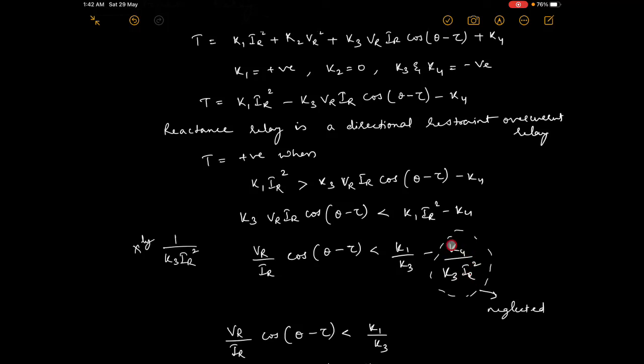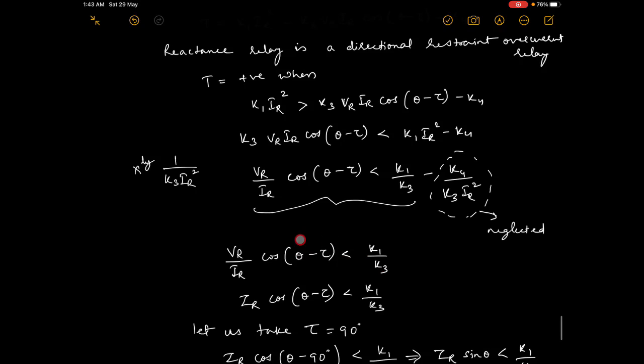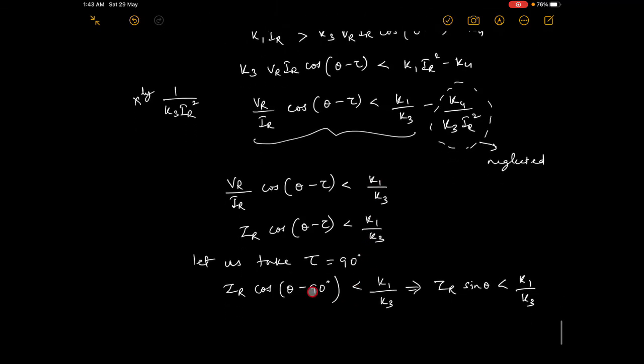Since the denominator is IR square, the current will be too high when compared to this small spring constant. So this term is negligible because the denominator is too high. Once the denominator is too high, this whole term can be neglected, and this term remains. That term we have written here. Now VR by IR is nothing but ZR, so this as it is, this also as it is.